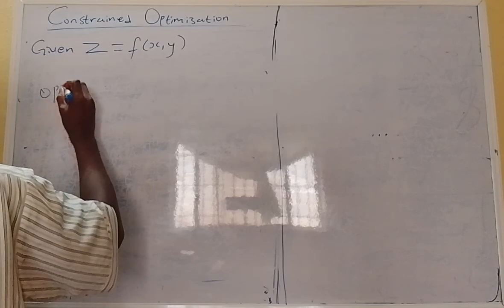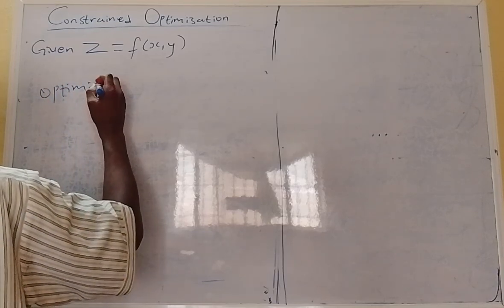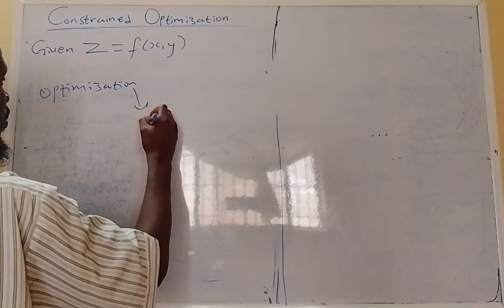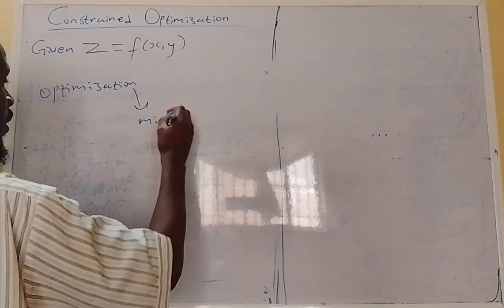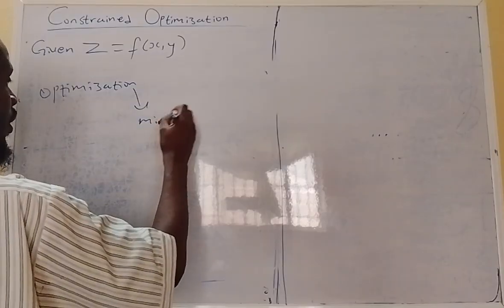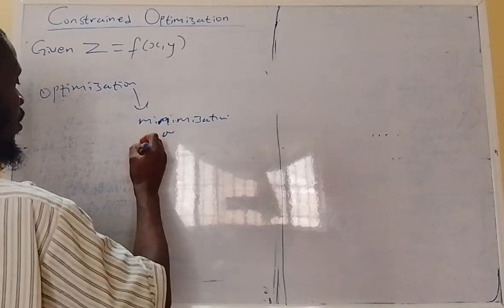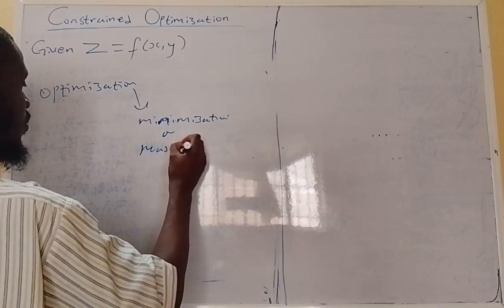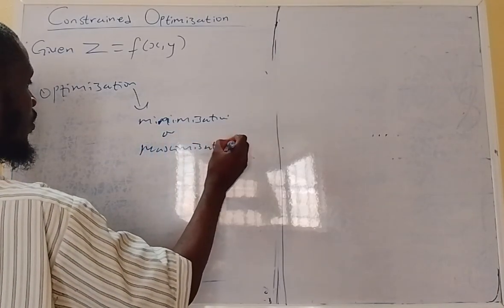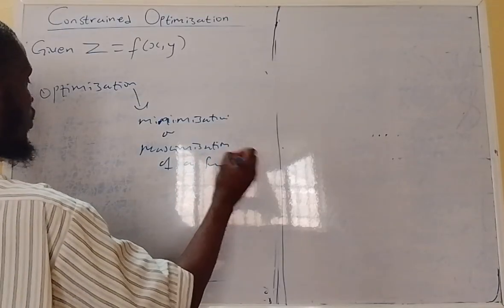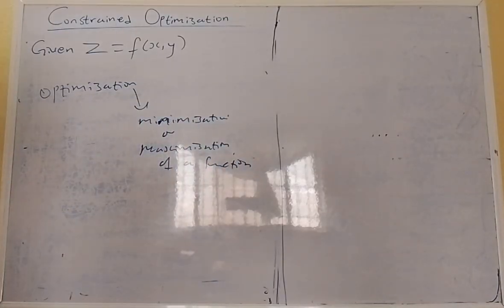Optimization implies either minimum, that is minimization, or maximization of a function. So we have to optimize a function. It can be to minimize a function or to maximize a function.